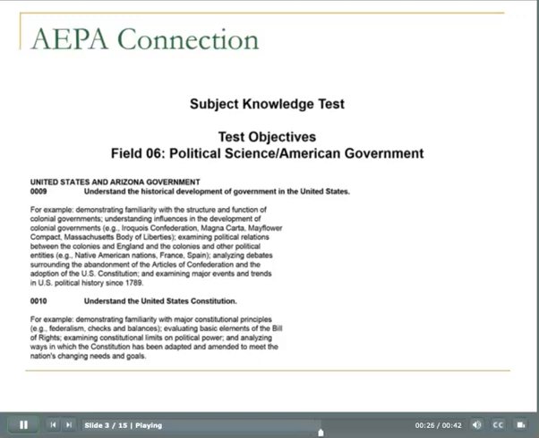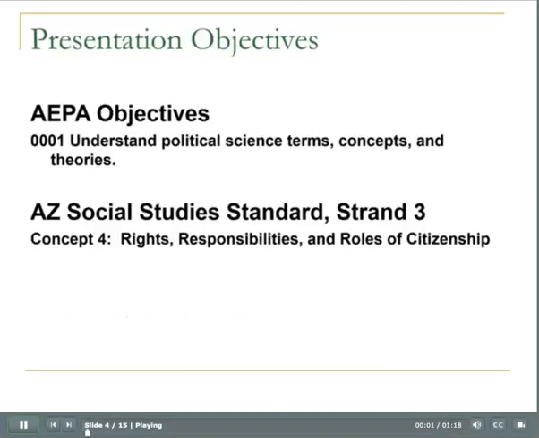Now, this course is designed to complete the social behavioral general studies requirement at ASU and the U.S. Arizona Constitution state teacher certification requirements. This particular presentation will relate to the AEPA Test Objective 1, Understanding Political Science Terms, Concepts, and Theories, and the Social Studies Strand 3 Concept 4, the rights, responsibilities, and roles of citizenship.